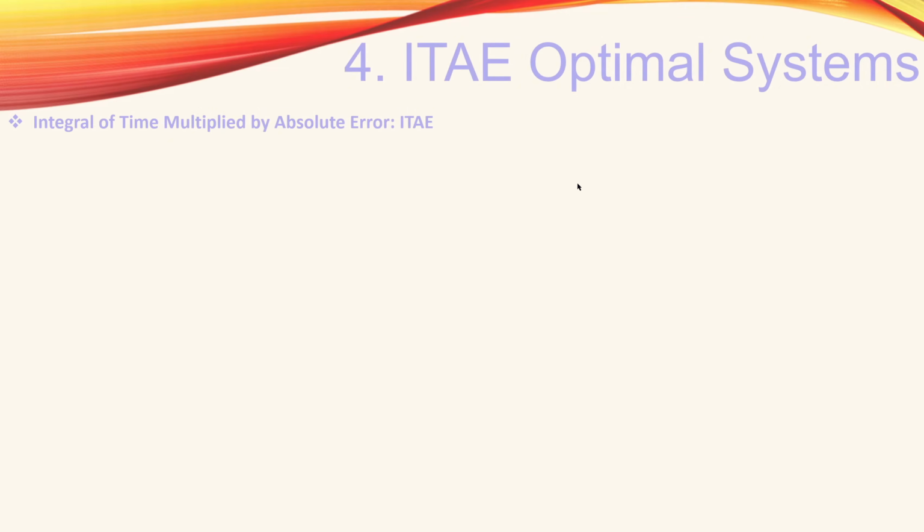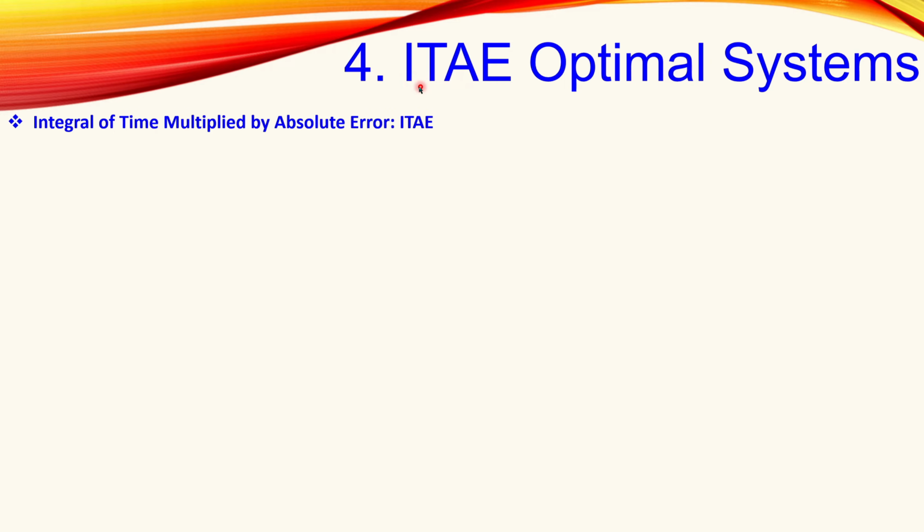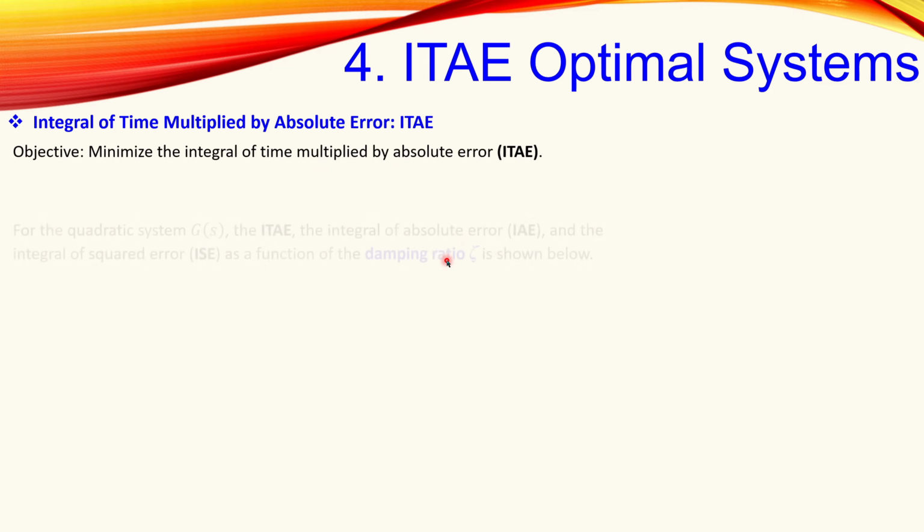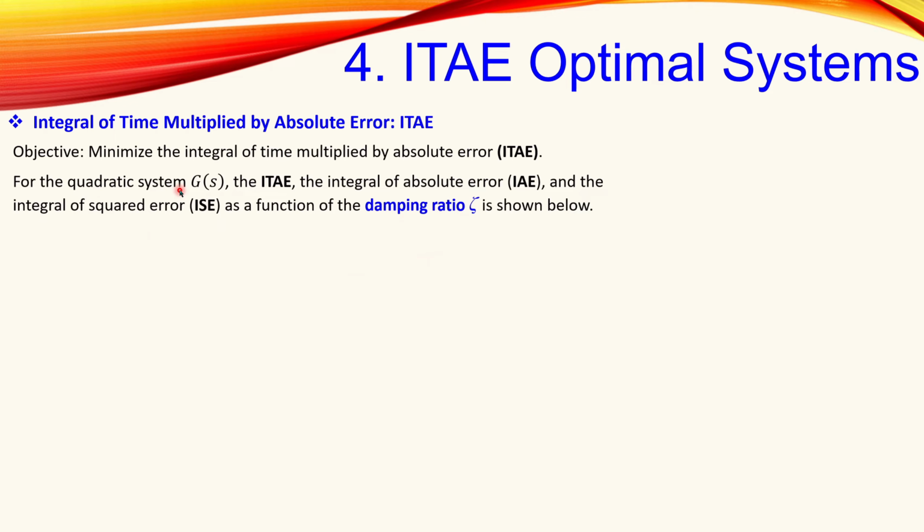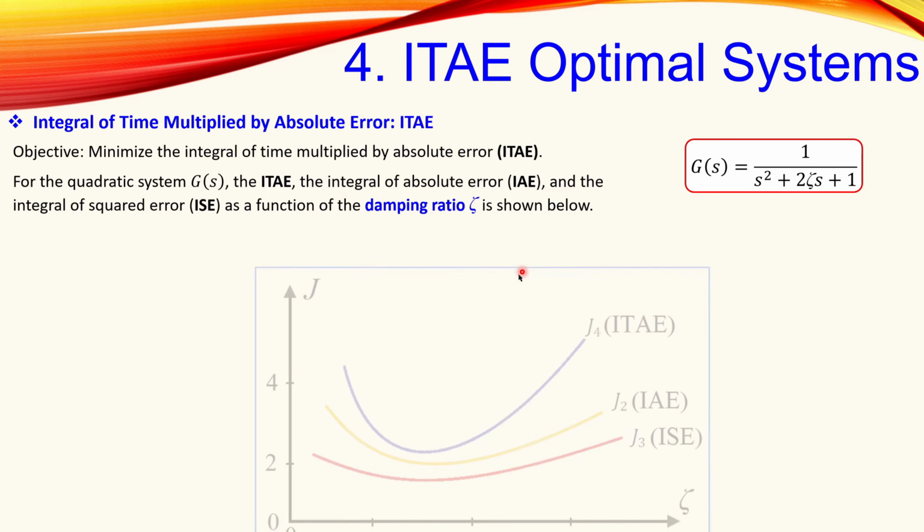Okay. Now let's also look at the specific topic, which is the ITAE optimal systems, which is our next topic. This is the integral of the time multiplied by absolute error. The objective is to minimize the integral of the time multiplied by absolute error. So for a quadratic system G, the ITAE, or the integral of the absolute error, and the integral of the square of the error as a function of the damping ratio is shown below for this specific general transfer function.